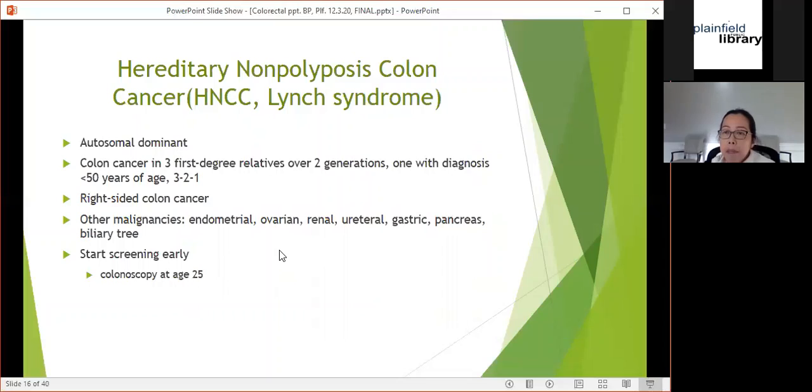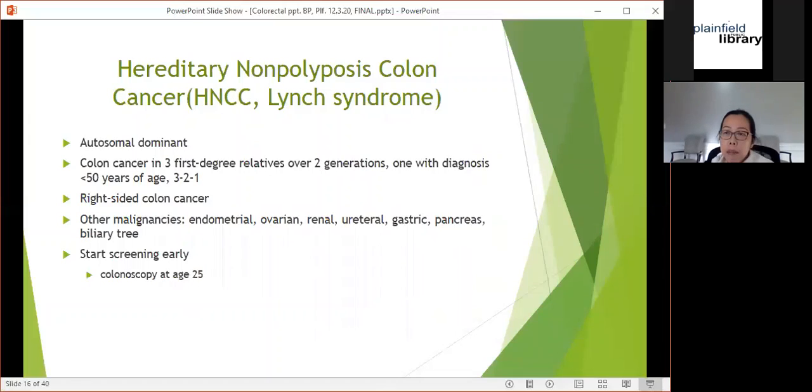Hereditary non-polyposis colon cancer, also called Lynch syndrome. This is an autosomal dominant disease too. If colon cancer is diagnosed in 3 first-degree relatives over 2 generations, with one family member diagnosed with colon cancer younger than 50 years old, you should suspect Lynch syndrome.